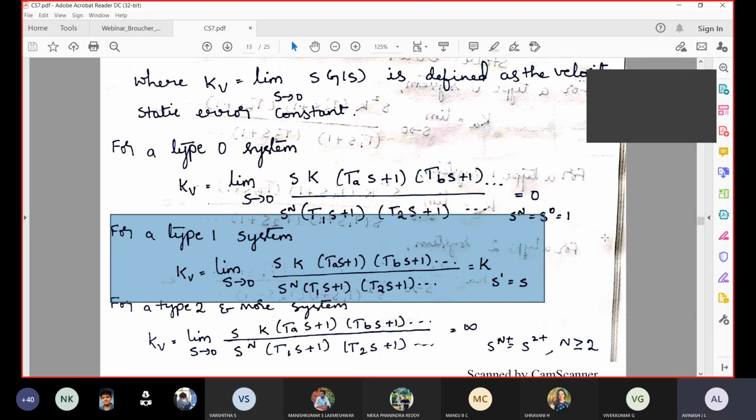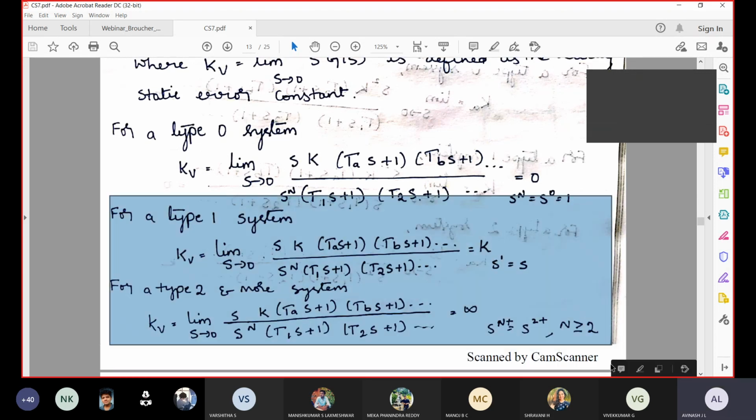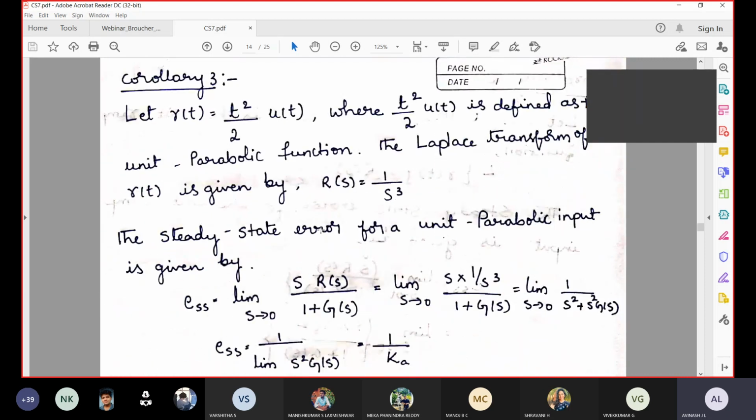Write down. Similarly, for a type 2 and higher system, that is n greater than or equal to 2, what will you get? You will get infinity, just like in the previous methods. So just calculate it and confirm whether you will get this or not. Just substitute the value and obtain the value. That's all. After you take this one, we'll go for corollary 3.